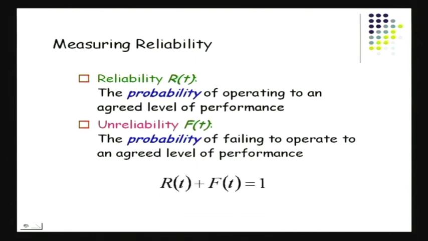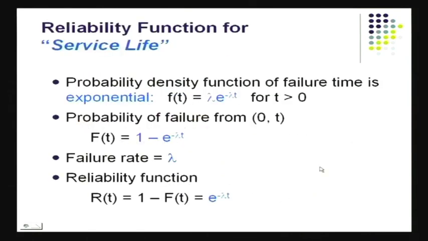You'd like the thing to be functioning. And if you add these two, R(T) and F(T), that's obviously equal to 1. R(T) is the probability of surviving, and F(T) is the probability of failing before the time period T is over. And that's got to add up to 1 for sure.